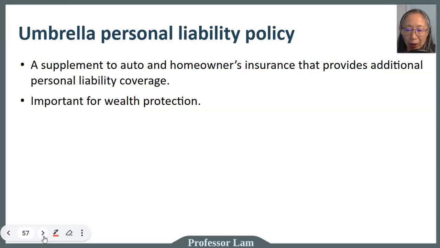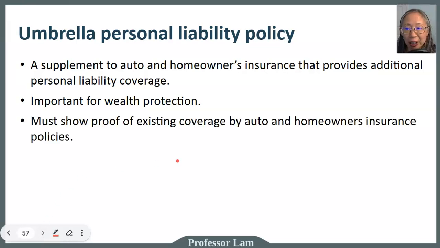Before you can buy an umbrella policy, you have to have an existing auto or homeowners insurance policy first. This policy will pay after those other insurance policies have paid. When you have built sufficient wealth, you may consider adding an umbrella personal liability policy.